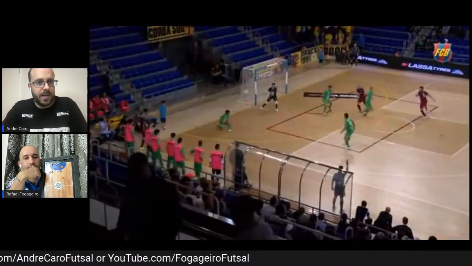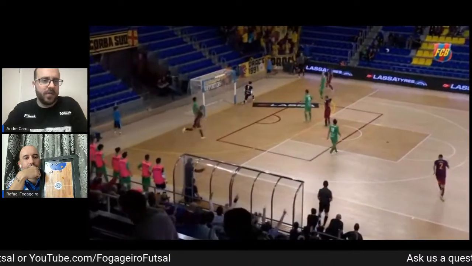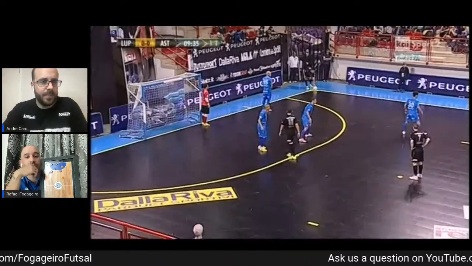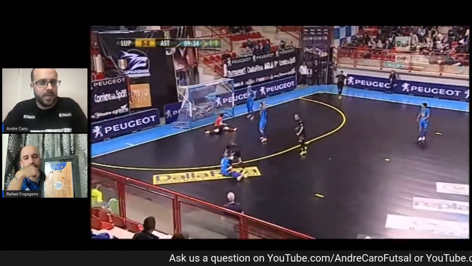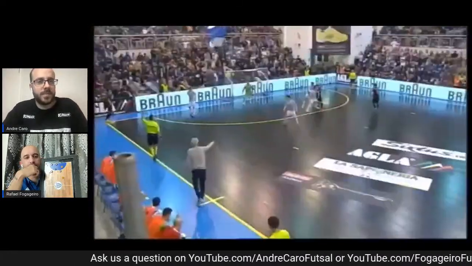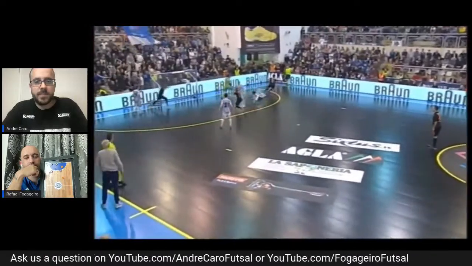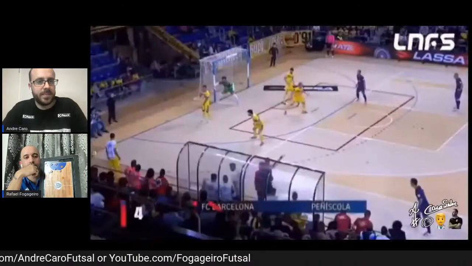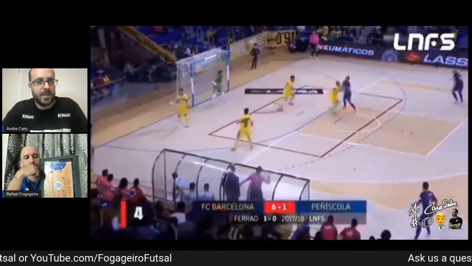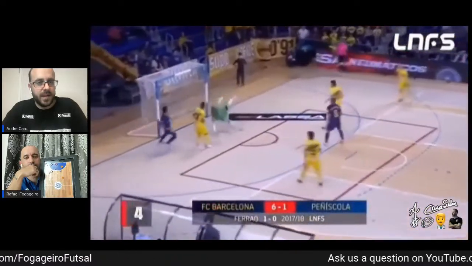A volley behind there. Barcelona does this very often, right? Right, yeah. Rafa? Right. I think this is a simple movement. Barcelona again. And again.